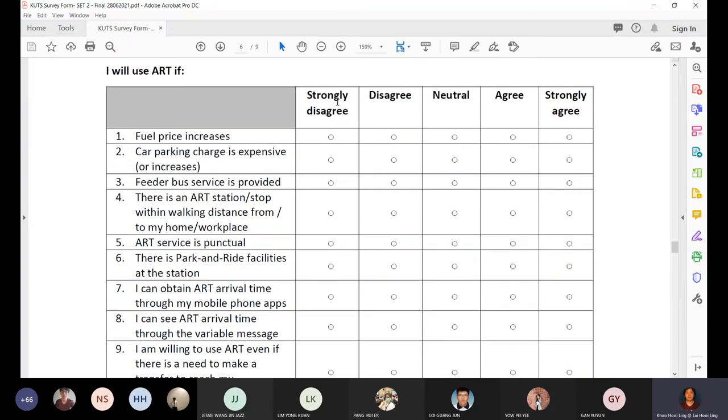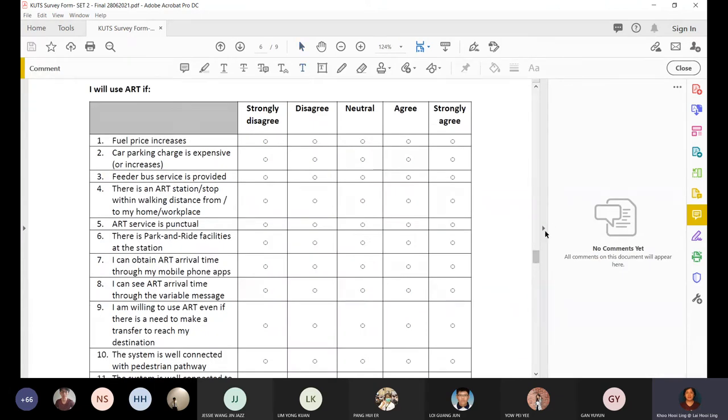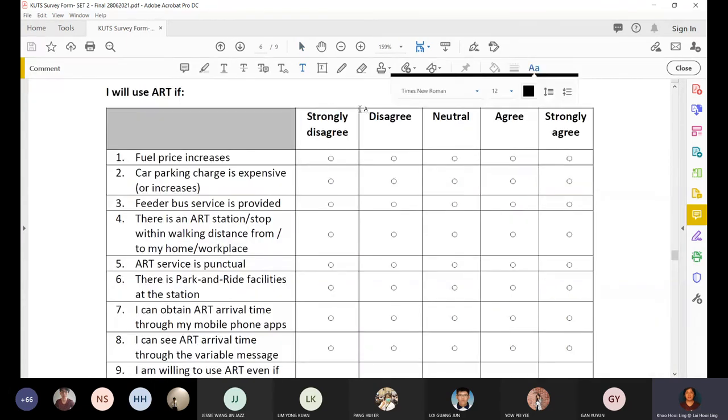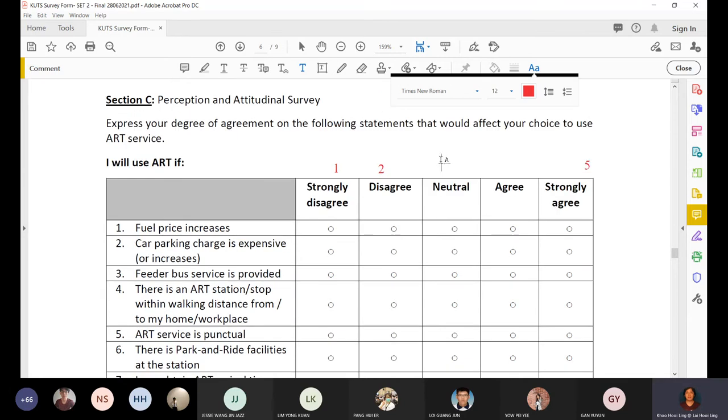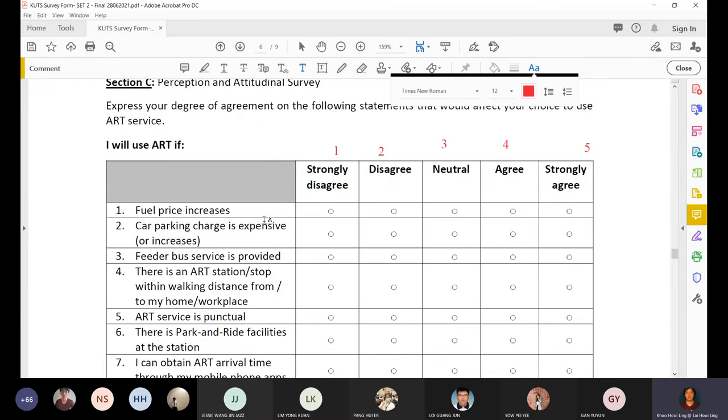You have a five-point scale, this is one and this is five. So you can go from strongly disagree to agree, right? This one we give one, and this one we give five. So here is two, then three and then four. So this is the Likert scale.